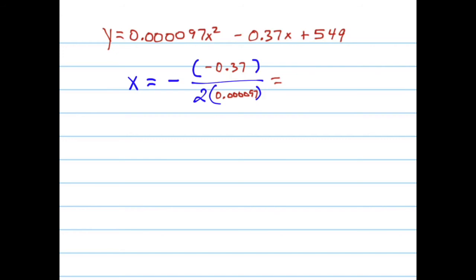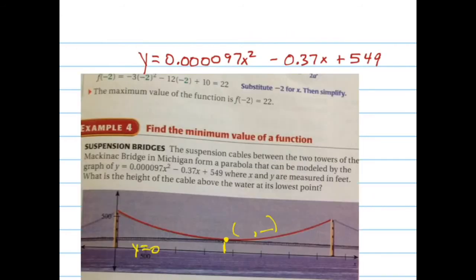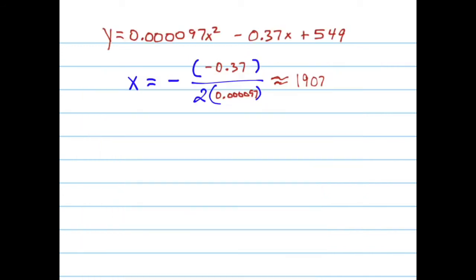1,907. Is that about what everybody got? So we're estimating here, approximately 1,907, which should make sense if you look at the picture. That first tick mark there is worth 500, which means that's 1,000, and that's 1,500. So we have to be somewhere between 1,500 and 2,000. So we got our x value of 1,907. How are we going to find our y value? Plug it in.